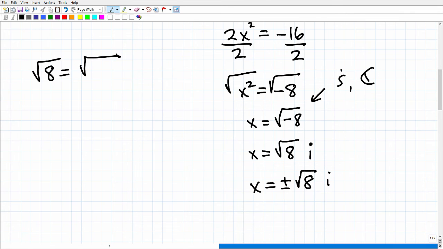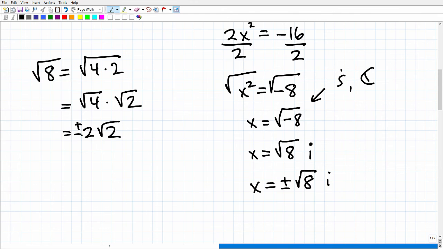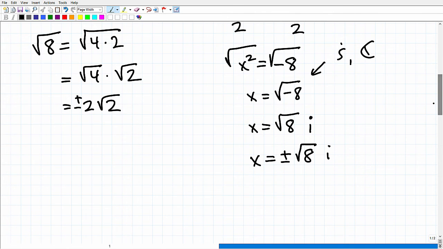Well, I need to know a little bit about square roots. The square root of 8 is the same thing as the square root of 4 times 2, right? Because this is 8. I can rip these factors apart like this. The square root of 4 is 2, so we get 2 square root of 2, and of course that'll be positive, negative. So really, your final answer should be x equals positive, negative 2 square root of 2i.